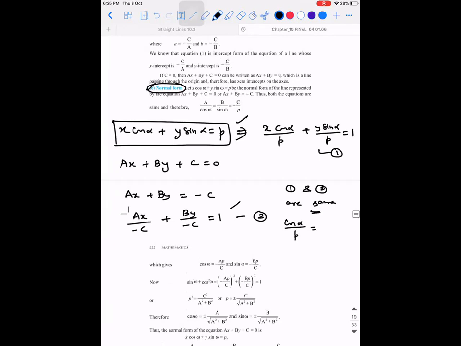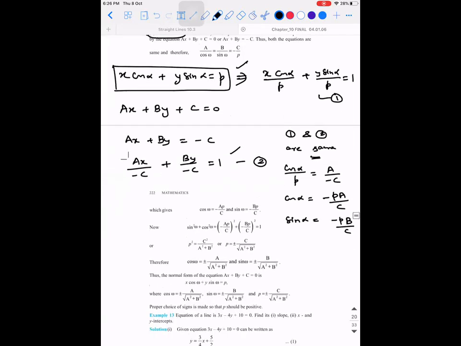Then cos alpha / p is equal to a divided by minus c. Accepted? Then cos alpha will be equal to minus pa divided by c. Similarly, sin alpha will be equal to minus pb divided by c. Any doubt, guys? Now the question is, we need to find out what this cos alpha and sin alpha are. If you're able to do that, we'll get the answer.